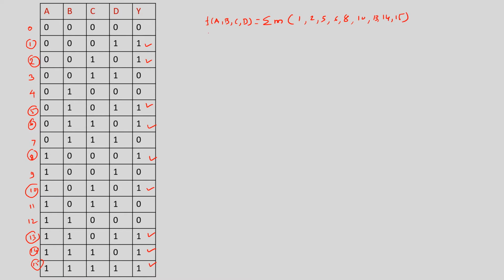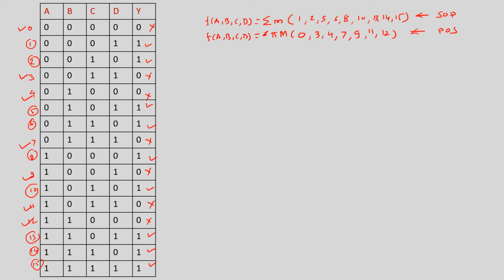Similarly, I can write the equation for POS in the form of maxterms. So that is the product of maxterms. I will see the entries of zeros. We are having it here, here, here, here and these two, right? So I will write 0, 3, 4, 7, 9, 11 and 12 inside the bracket. So 0, 3, 4, 7, 9, 11, 12. So this is my SOP, this is my POS.